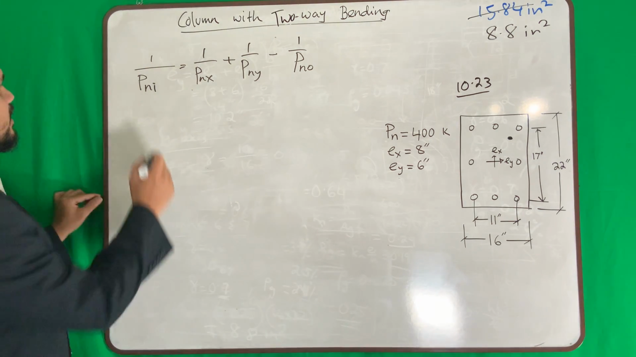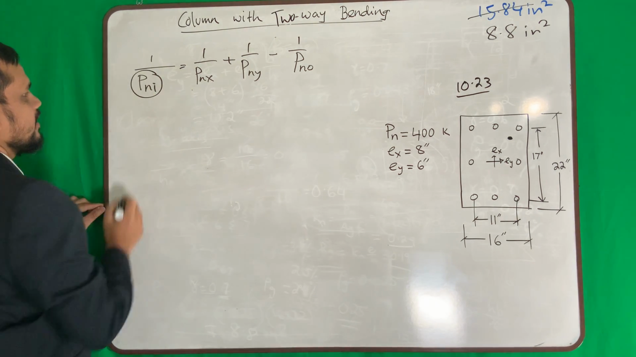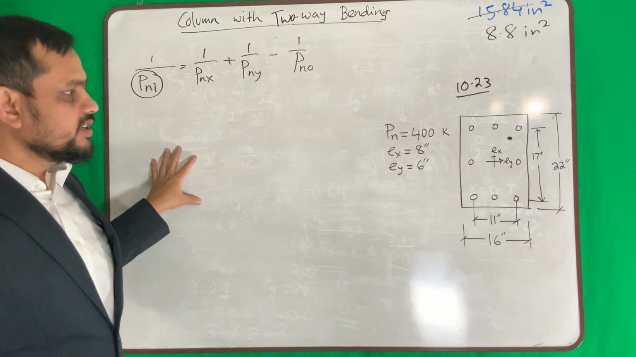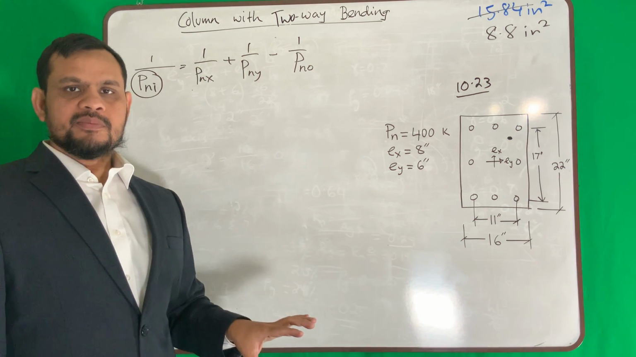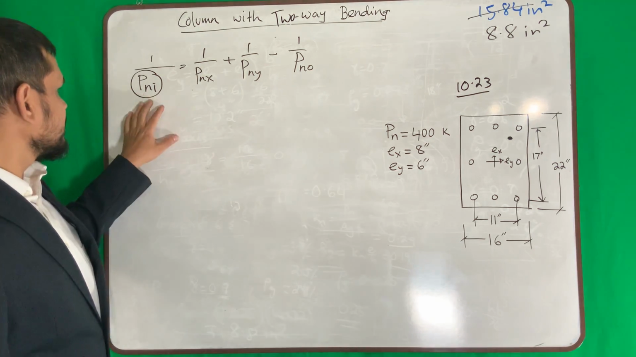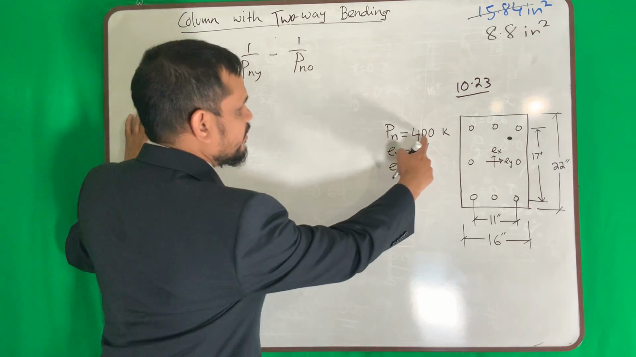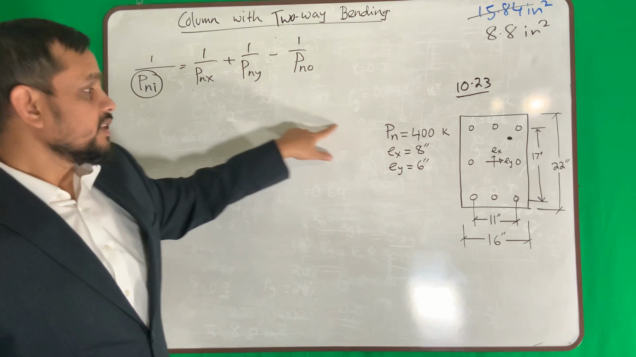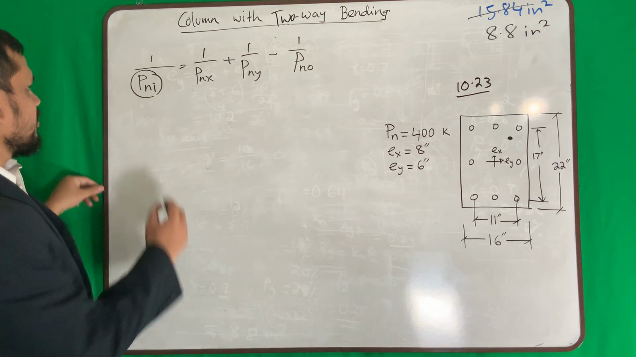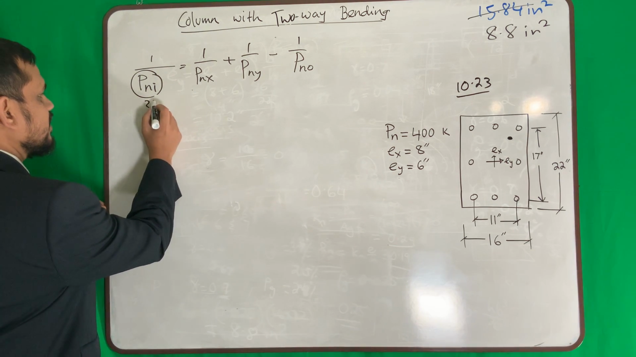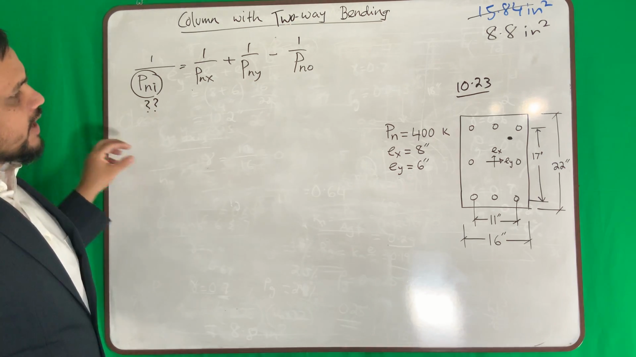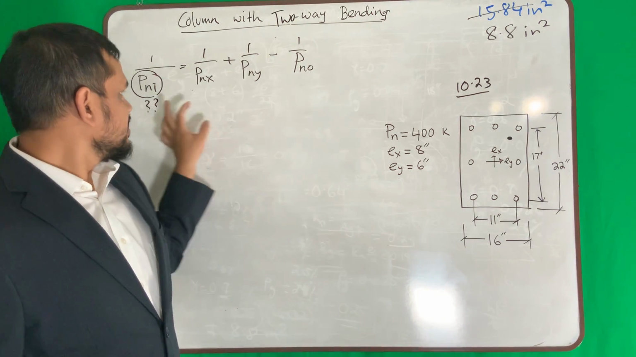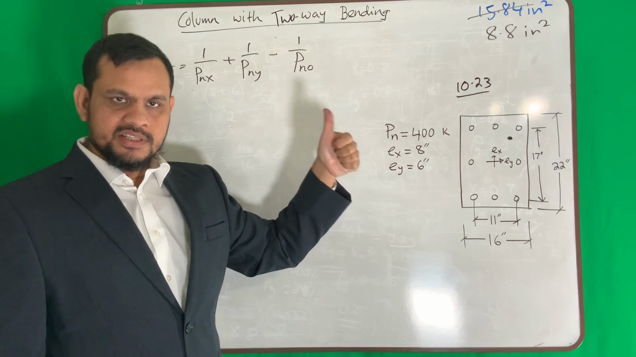Now this one is the capacity of this section, whatever we design, and what is given is 400. That means we will compare this with this. That is our target. We will calculate this here and compare with this. If this value is greater than this, our design is correct.